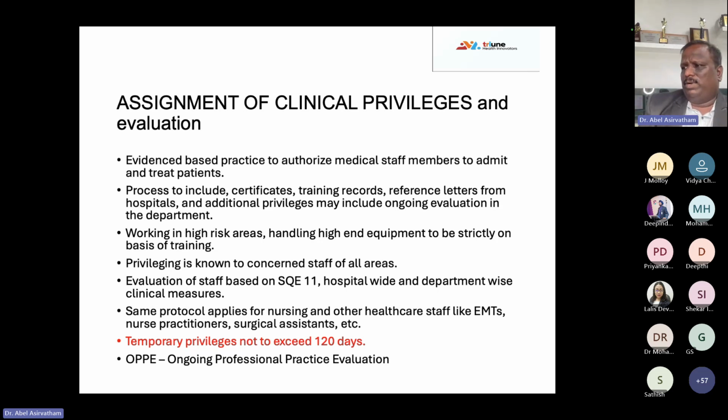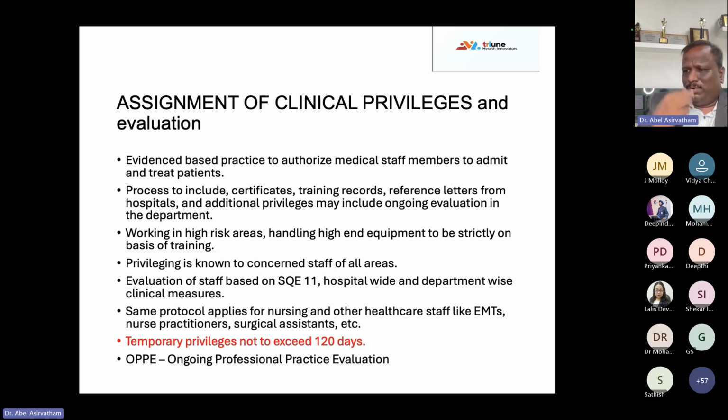Evaluation of staff based on SQ1, hospital and department-wise clinical measures. Same protocol applies for nursing and other healthcare staff like EMTs, nurse practitioners, surgical assistants also. Temporary privileges again not to exceed 120 days. Ongoing professional practice evaluation, we already know about. We have 9 parameters given in the JCI 8th guidebook. Okay. Please, when you are designing an OPPE tool, please ensure all the 9 points are included in that.